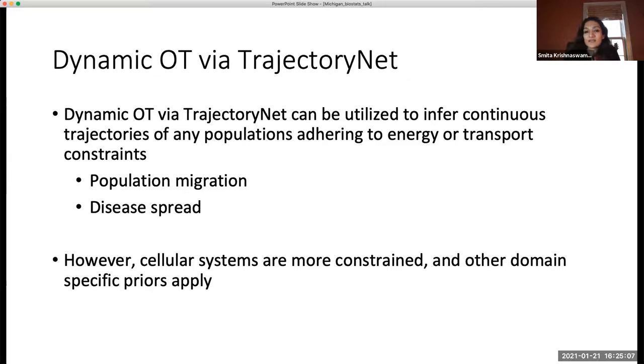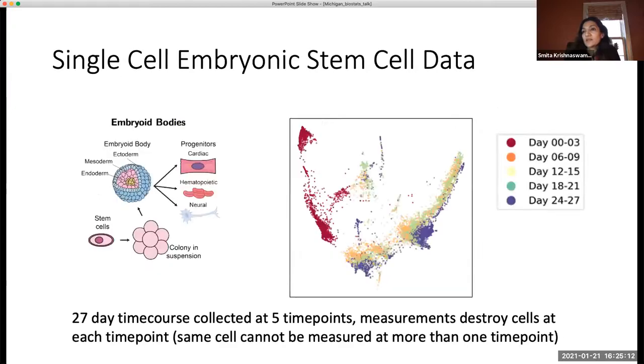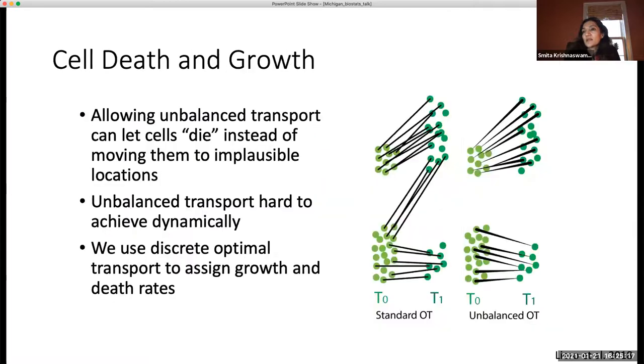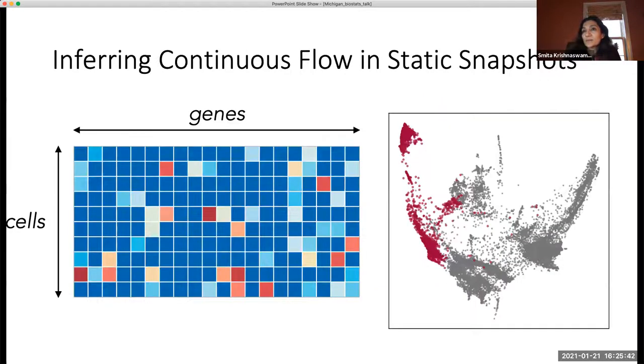But we noticed that in cellular systems, there's more kinds of information available that might be true of other systems too. One kind of information that's available besides the time points that we have is this idea that things aren't just transporting, they're also dying or being born. So this is a factor that we've put in. We change it to do an unbalanced optimal transport, so we have separate neural networks that learn these growth and death rates.